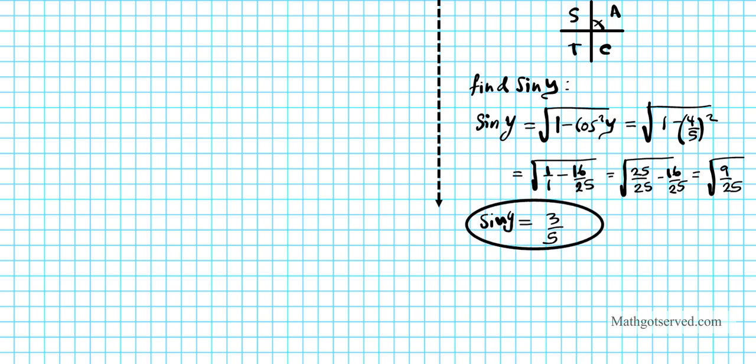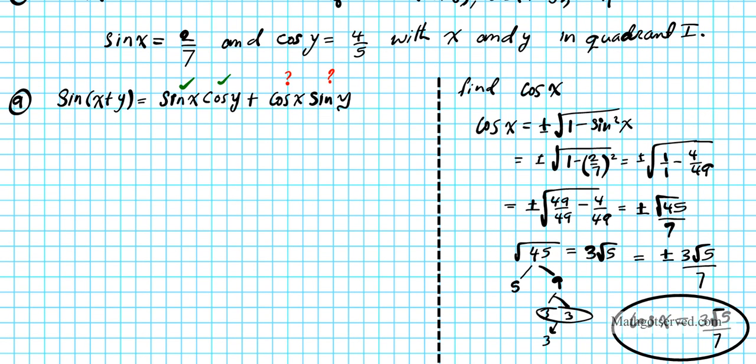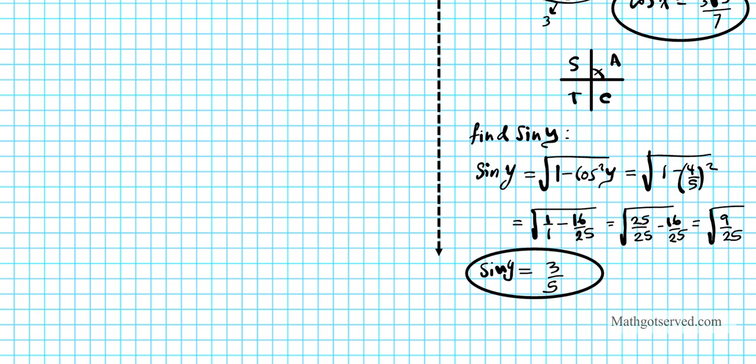Now we have everything we need. Let's list them so we don't get confused. Sine x is 2 over 7. Cosine x is 3 root 5 over 7. Sine y is 3 over 5.